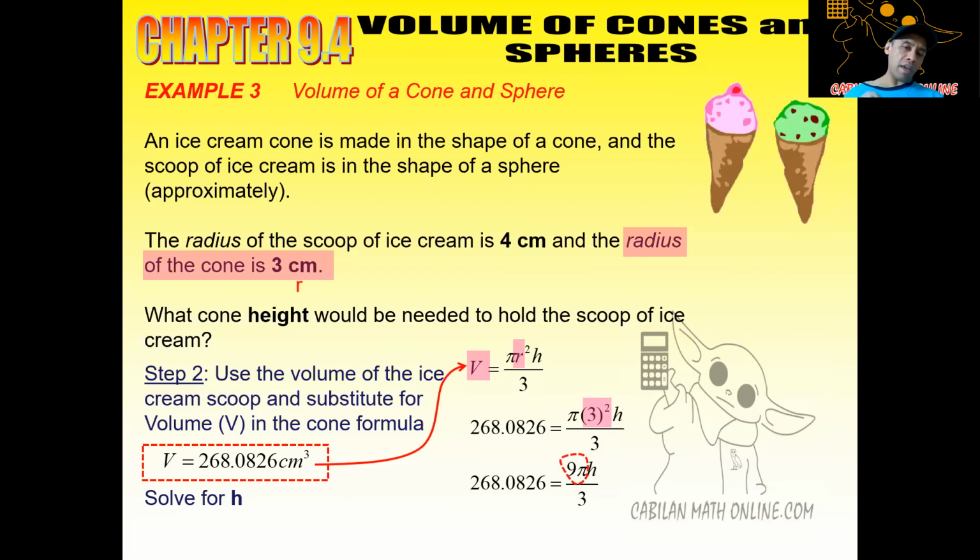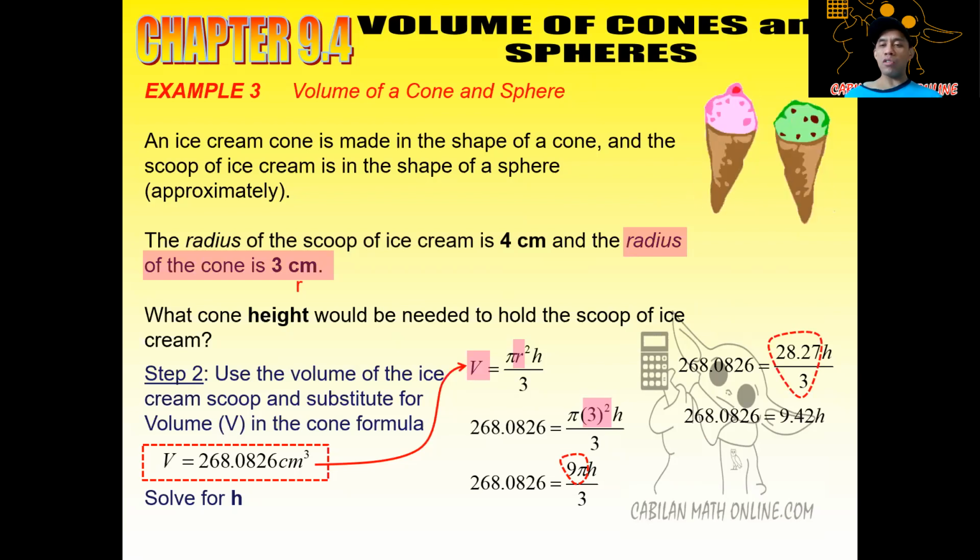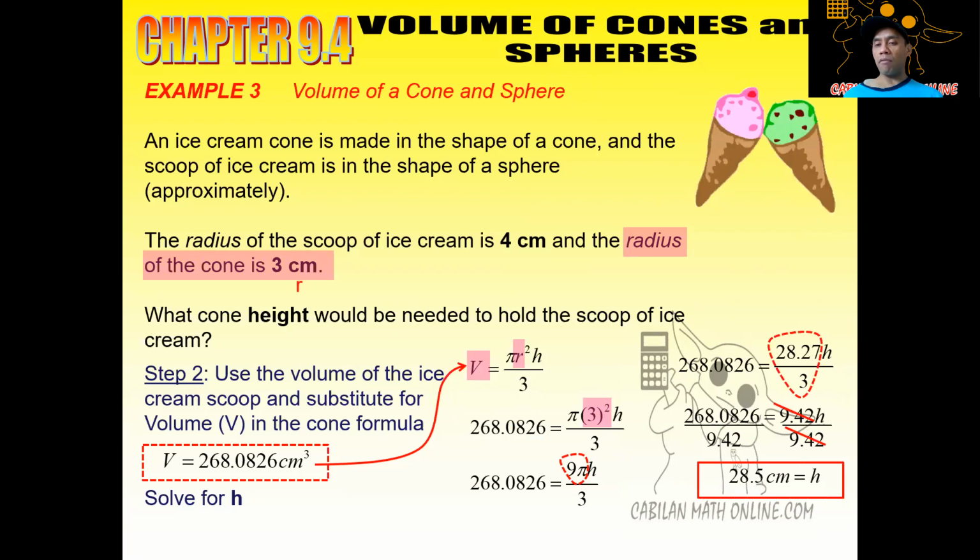If you punch 9 pi in your calculator, it's going to give you some long number, but when you're writing it in the next step, notice that what I've written here is just 28.27, just to keep it nice and simple. Now, in the next step, I'm going to take the 28.27 and divide that by 3, and that's going to give me another decimal of 9.42. Now, as you can see in the final step to isolate h, all we need to do is divide both sides by 9.42, and that will give us a height of the cone of approximately 28.5 centimeters.